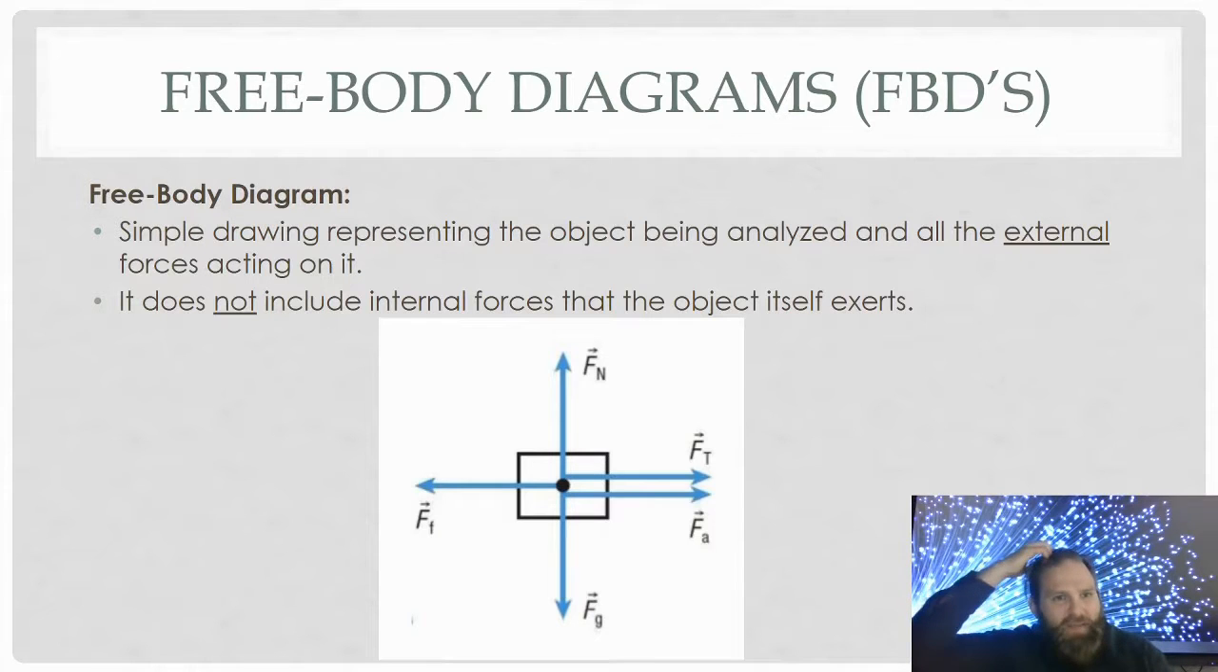So we looked at some examples of free body diagrams, but this is kind of what the definition of a free body diagram is. A free body diagram is a simple drawing that represents whatever object or thing you're looking at, and it shows all the external forces on it. It doesn't include internal forces. It doesn't include any forces that the object is exerting on itself.